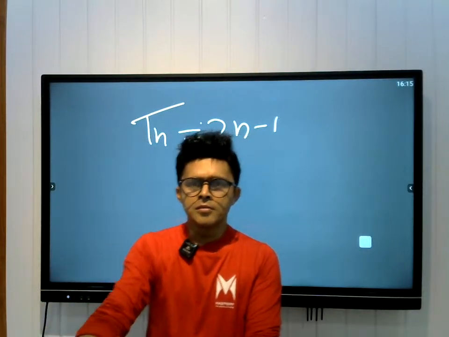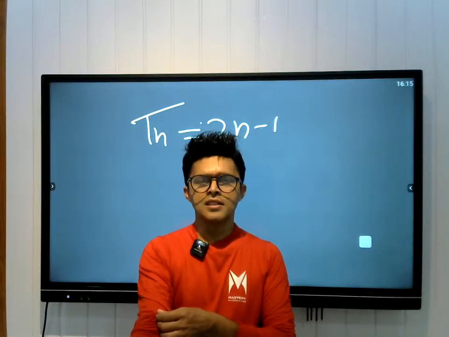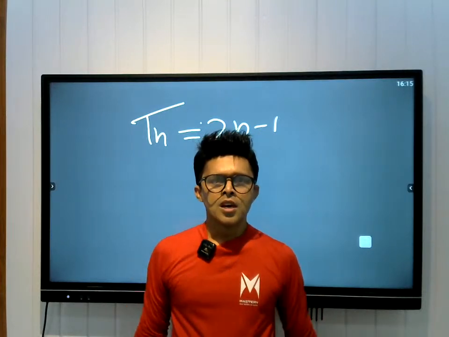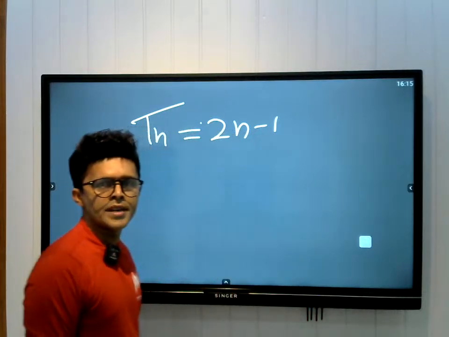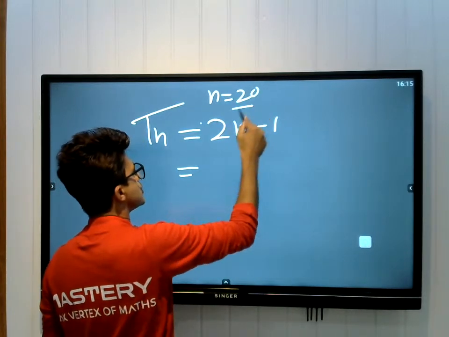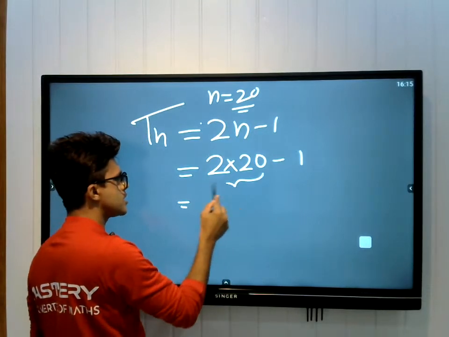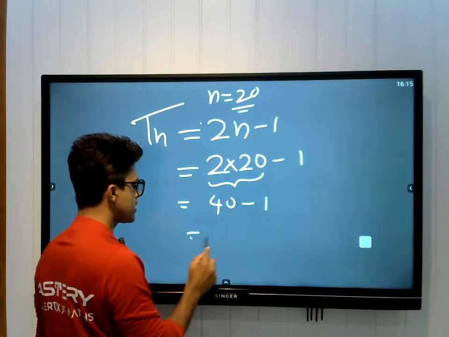What is the 20th term? Yes, I could see that you sent the answer. It's okay. What is the 20th term? The 20th term is, you could substitute n equals 20. So 2 into 20 minus 1. 2 into 20 is 40. 40 minus 1 is 39.